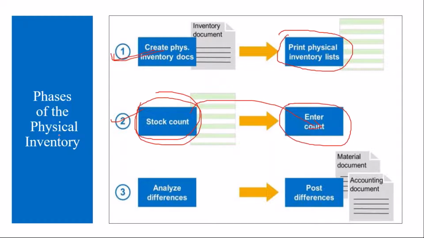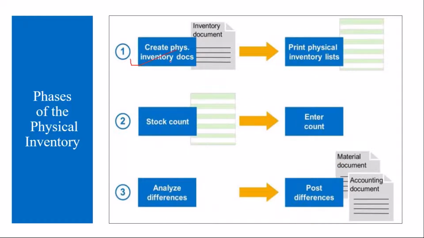Then step 3, you analyze the differences between SAP stock and physical stock. If there are any differences, you will post the differences. When you post the difference, the system will create a material document and accounting document as usual. So these are the 3 phases of the physical inventory process. Now we will see this in the system.